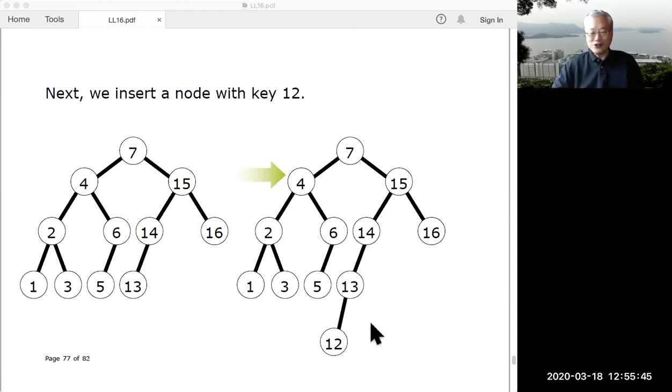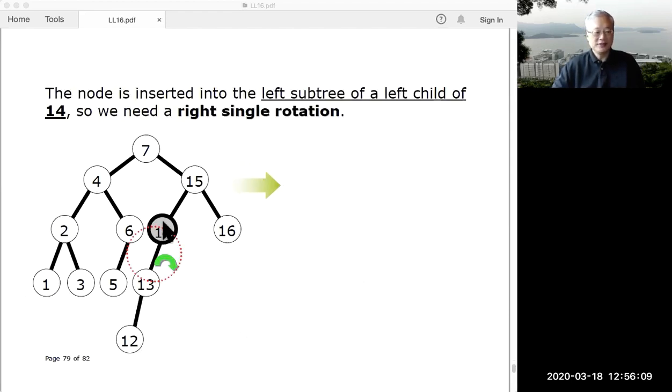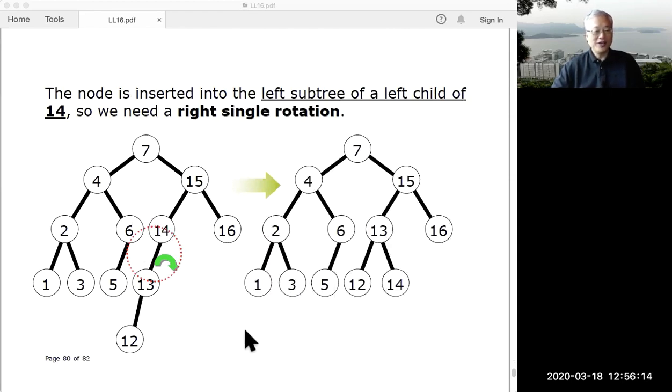So what rotation do we need? Right rotation. Good. 13, 14, right rotation. The right rotation will be done about this axis. Okay, so just like that. After that, all we get is this one, very simple.